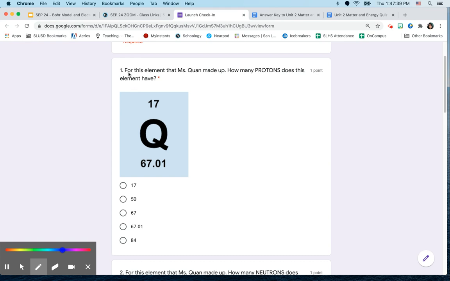Okay, so for question number 1, it says for this element that Ms. Kwan made up, how many protons does this element have? Right, so the top number is the number that tells you the number of protons.